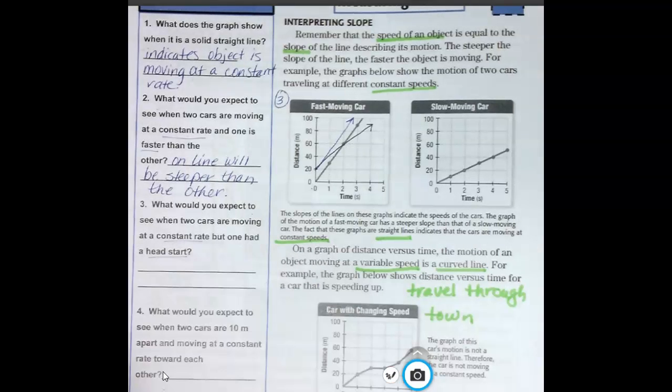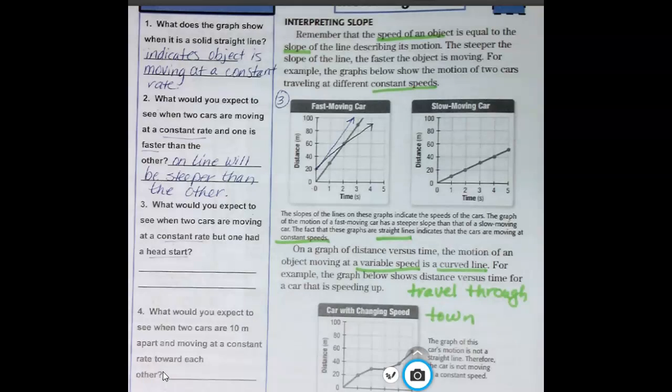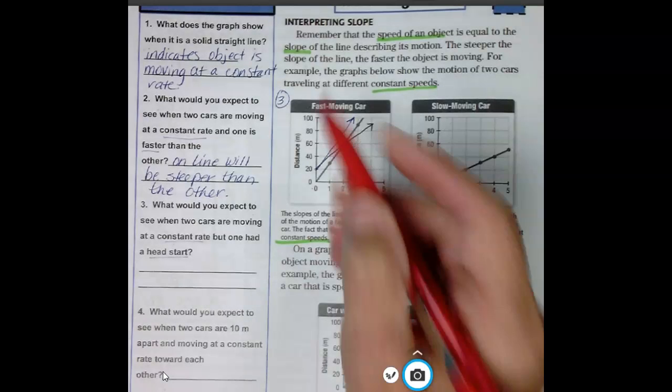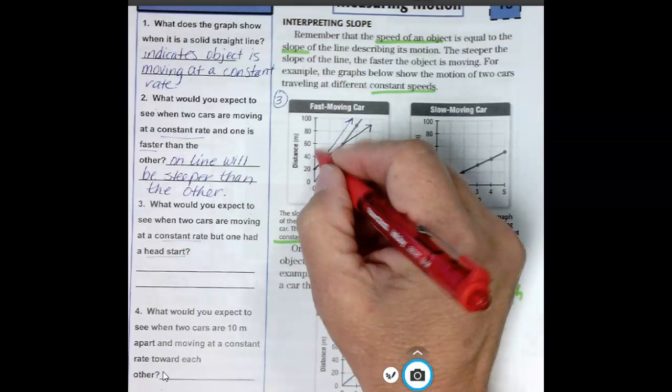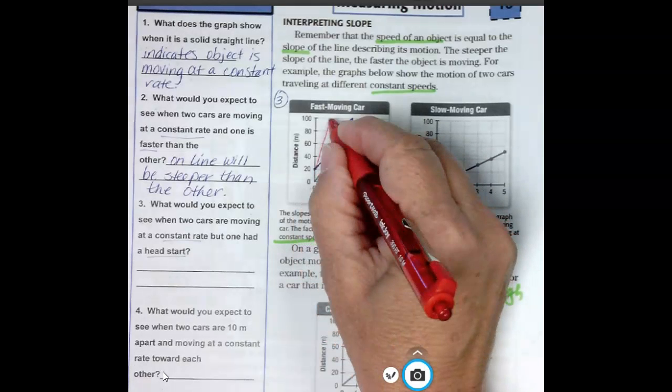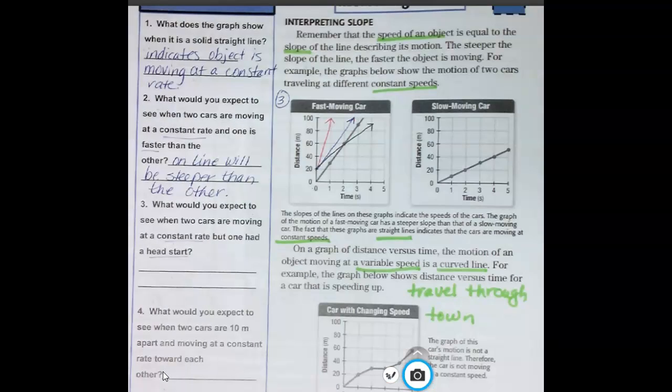Or, of course, I could also draw it. I'm running out of pencils here, pens. I could also say that this one started here, but it's going a lot faster. And then in this case, they're never going to cross.